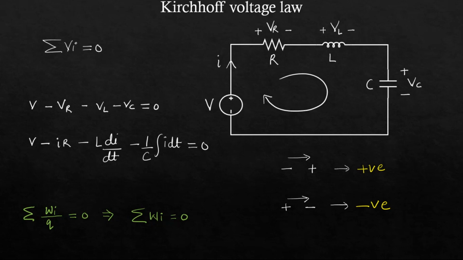Remember, KCL is based on conservation of charge. It says net charge through a node should be 0. That is, entering charge should be equal to the leaving charge. There should be no charge storage at the node. KVL says net work done should be 0. That is, there should be no energy entering or leaving the system. The entire system energy is conserved. The net work done on the system is 0.